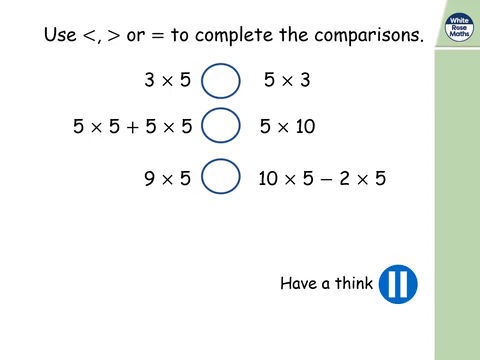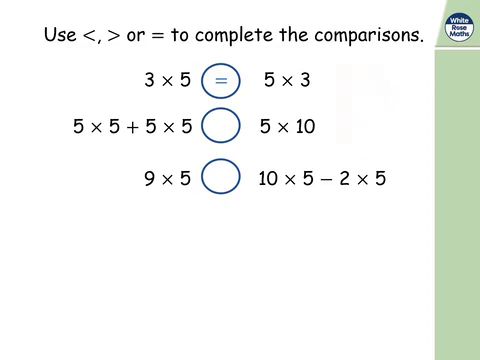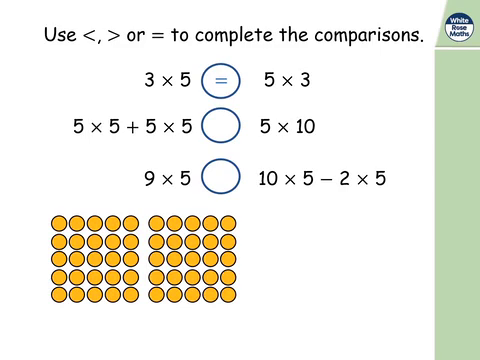How did you get on? Did you see that 3 times 5 is equal to 5 times 3? Look, here are 3 groups of 5, and using the same counters we can make 5 groups of 3. They're equal. What about 5 times 5 plus 5 times 5?